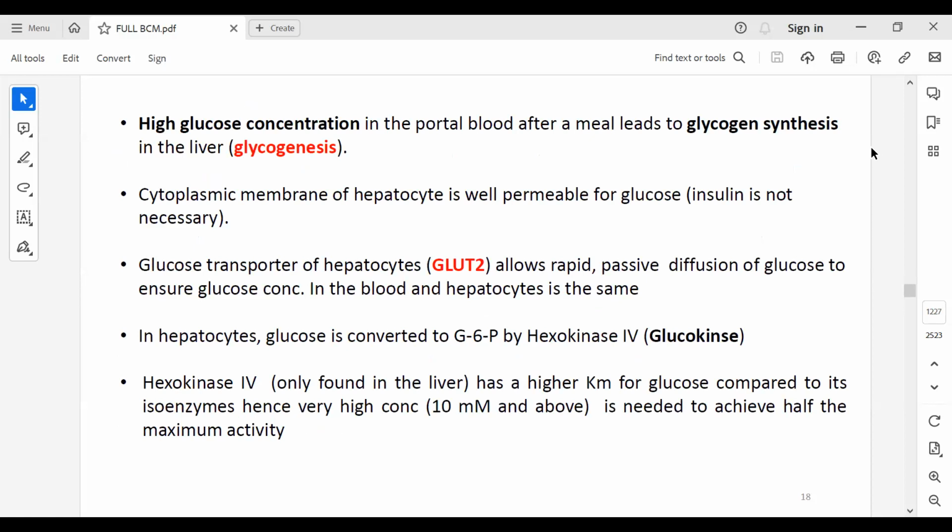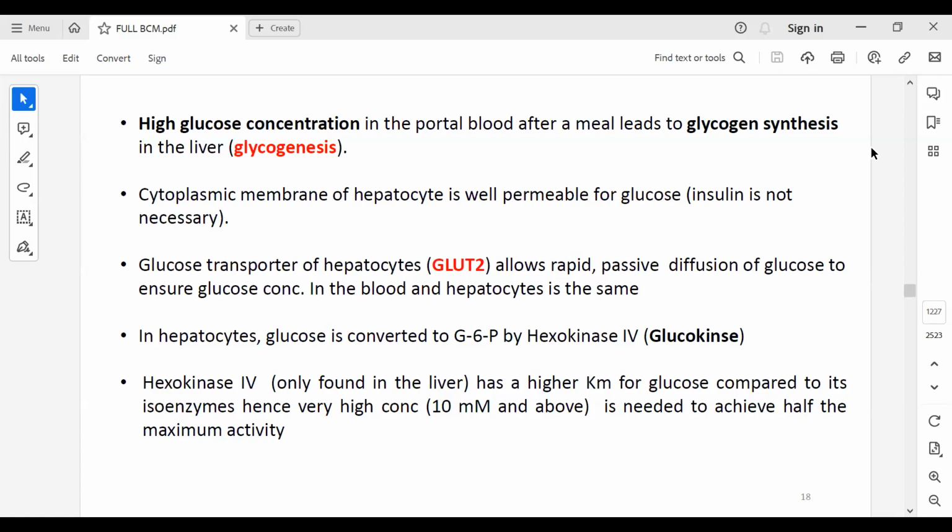So again, as discussed above, when we're doing metabolism, it all depends on the body's requirements. So if you take a high glucose intake, then all that glucose will go into glycogen synthesis. But if the glycogen stores are overwhelmed, then most of the glucose will now be converted into fatty acids and stored as fat. So that's one thing that the liver does.